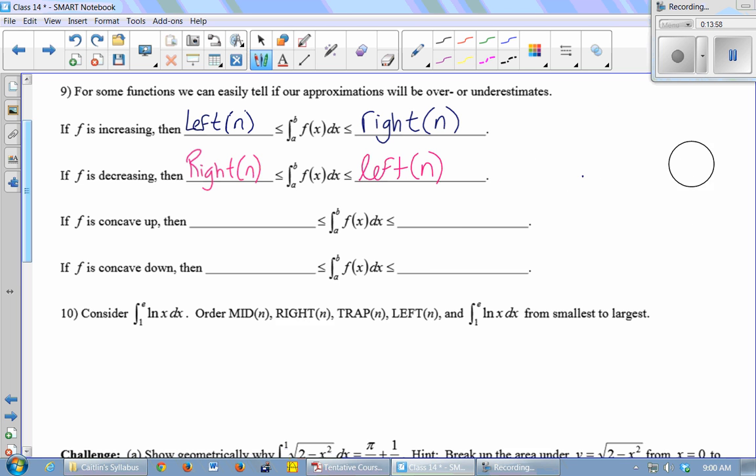Okay, let's think about concavity. If the graph is concave up, increasing and decreasing doesn't matter. It just has to always be concave up. So let's draw maybe x squared, or part of x squared's family. What rule will always be underneath the exact value of the curve? Or if it's easier, what rule will always be above the exact value of the curve?